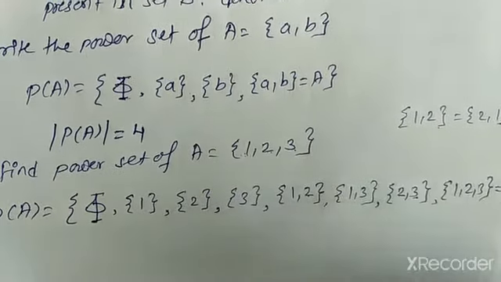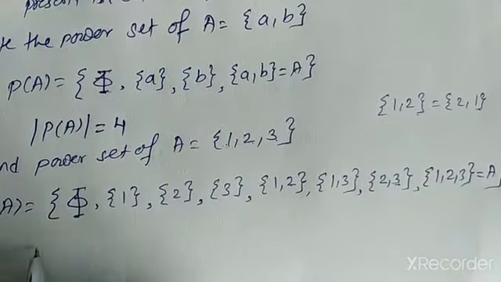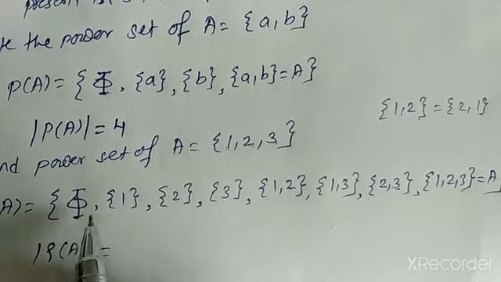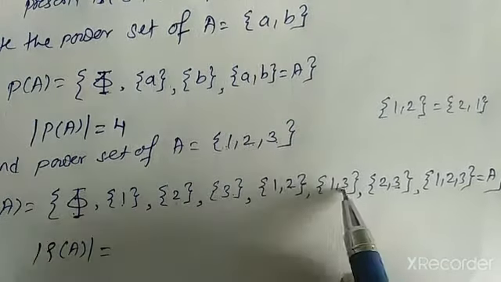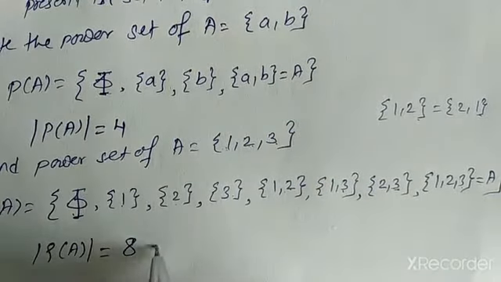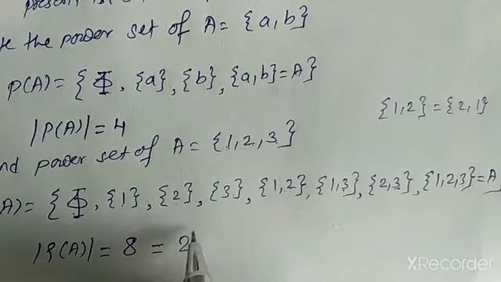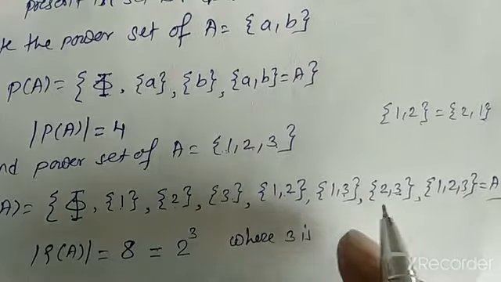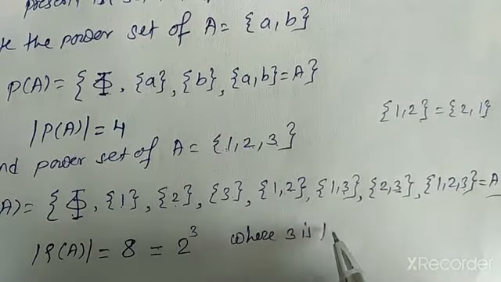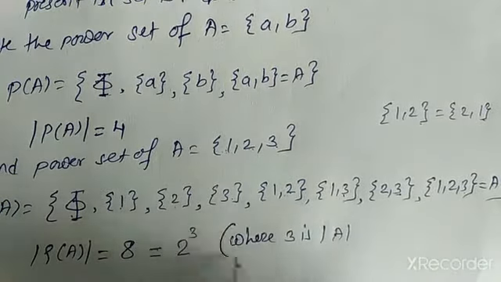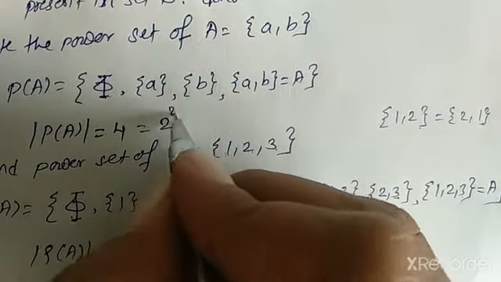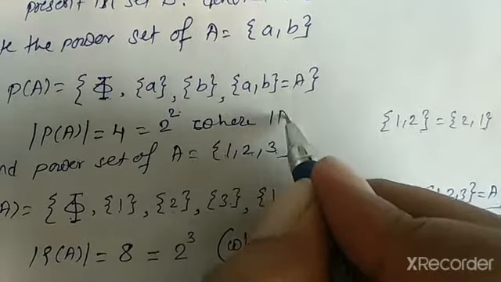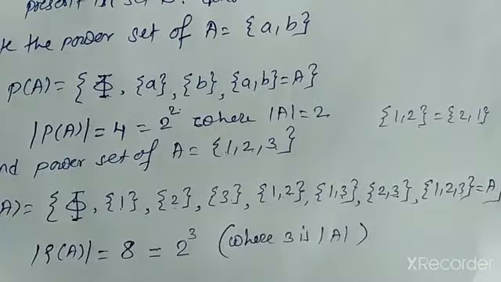So here the number of elements, the cardinality of P of A, is equal to 1, 2, 3, 4, 5, 6, 7, 8, which is equal to 8, which we say is 2 raised to 3, where 3 is the cardinality of A. And here it is also written as 2 raised to 2, where this power is the cardinality of A, which is equal to 2.